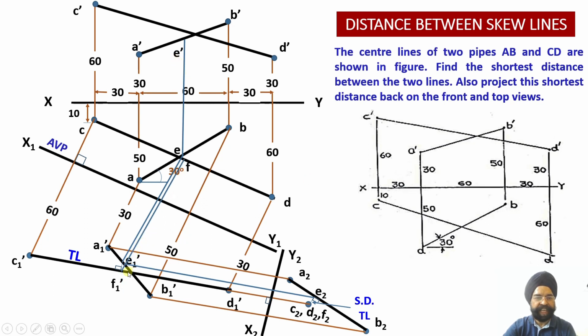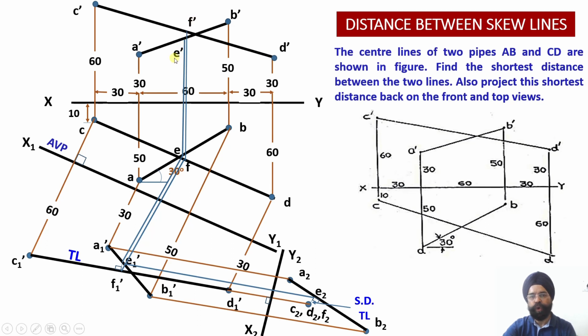Similarly, point F1' is lying on the true length C1'D1'. So I need to take it back. If I take it back, it has to intersect the top view projection CD. Wherever it is intersecting the top view CD, I get point F. Now I need to take it upwards to show this point in the elevation. Once I draw this projector upwards, backtrack it, and make it intersect with C'D', I get the location of F'.